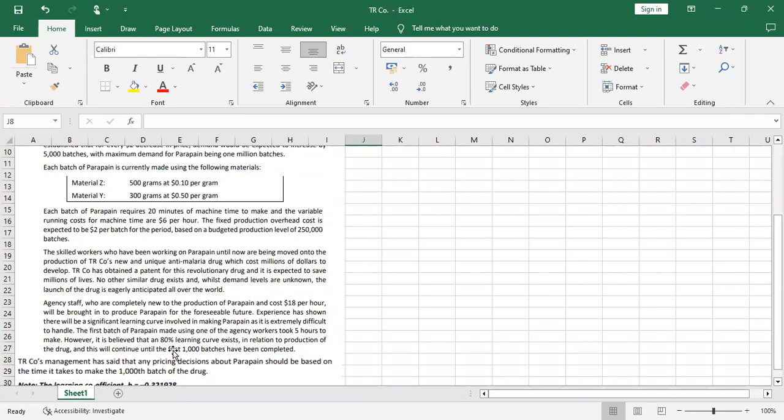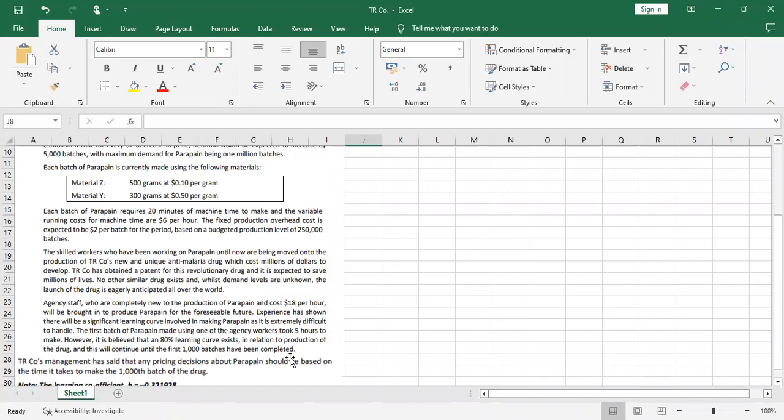However, it is believed that an 80% learning curve exists in relation to the production of the drugs, and this will continue until the first 1000 batches have been completed. So he says that until 1000 batches your learning curve will continue.